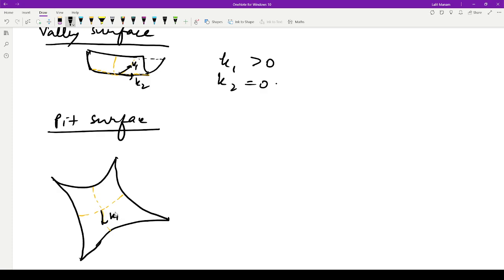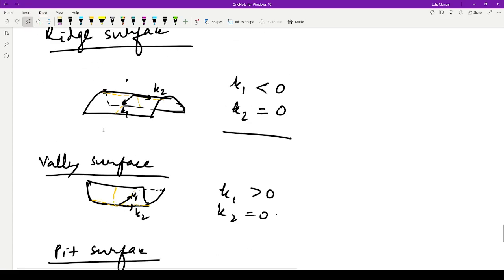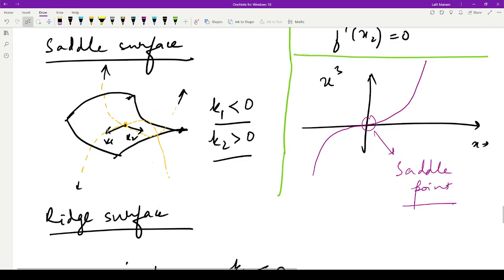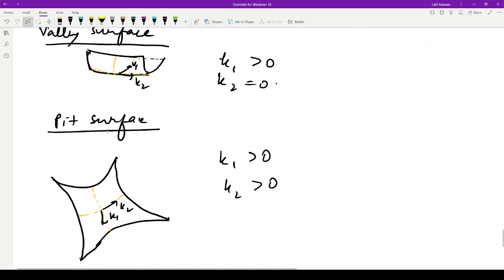Okay, this is some direction k1, this is some direction k2. So k1 should be greater than 0, k2 should be greater than 0. And what was the question out there? Both k1 and k2 are negative, so it is false, right? Yes, sir. Okay, so just one small exercise.